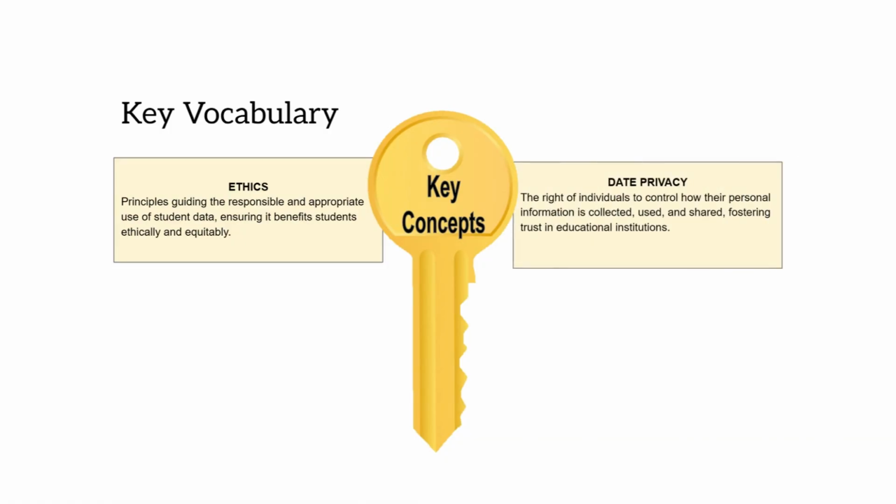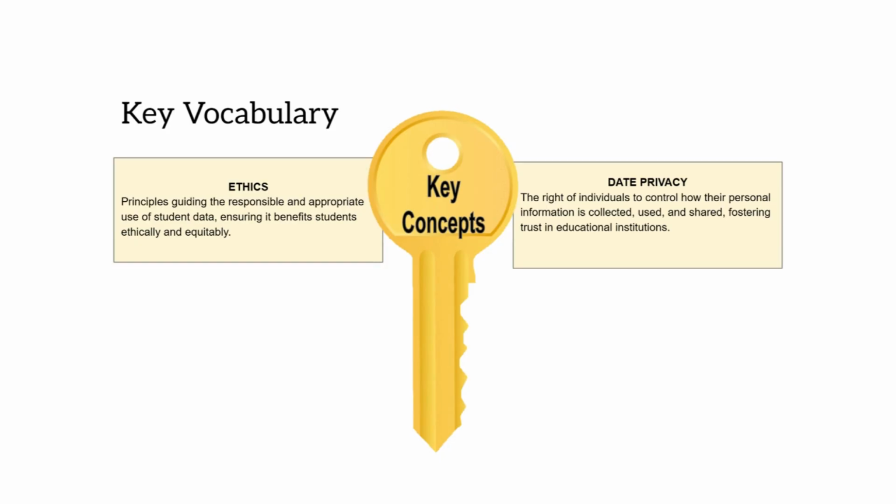The next term is data privacy. Data privacy involves the right of an individual to control their own personal data, including who can collect it, use it, and share it. First thing we need to know about data privacy is it involves user rights, which focus on the right of a person whose data is collected and emphasizes consent and transparency.